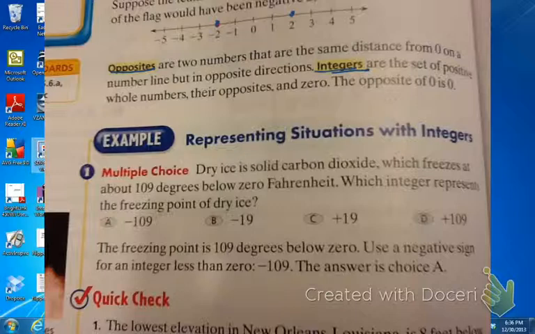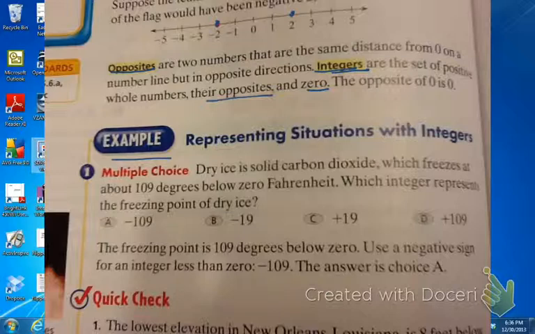And then integers are a set of positive whole numbers, their opposites, which would be the negative whole numbers, and 0. The opposite of 0 is just going to be 0. So representing situations with integers, let's look at the example below.